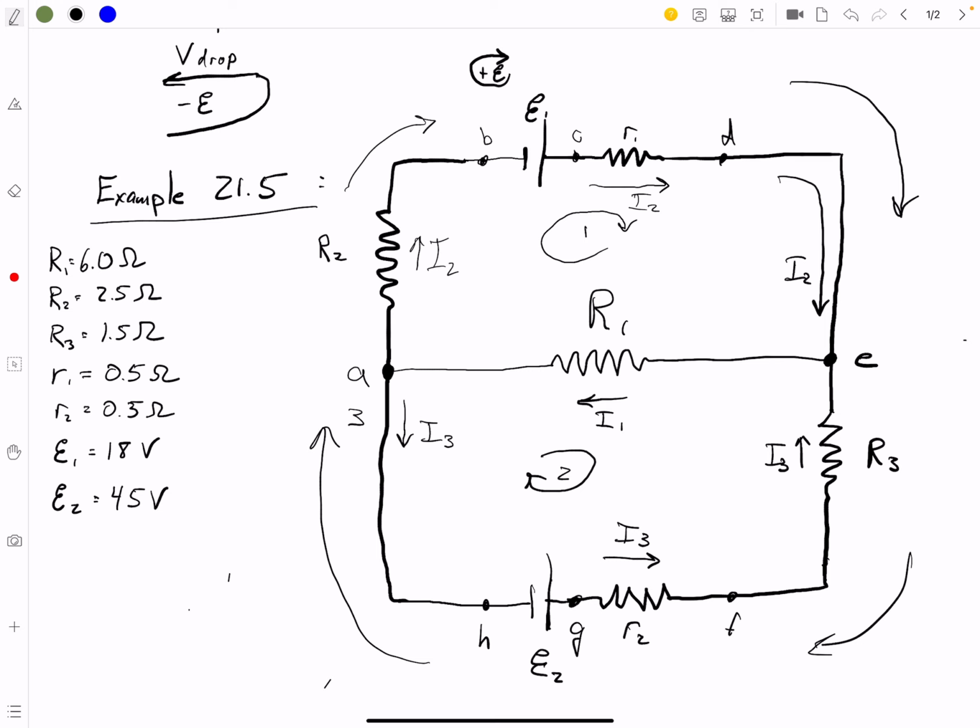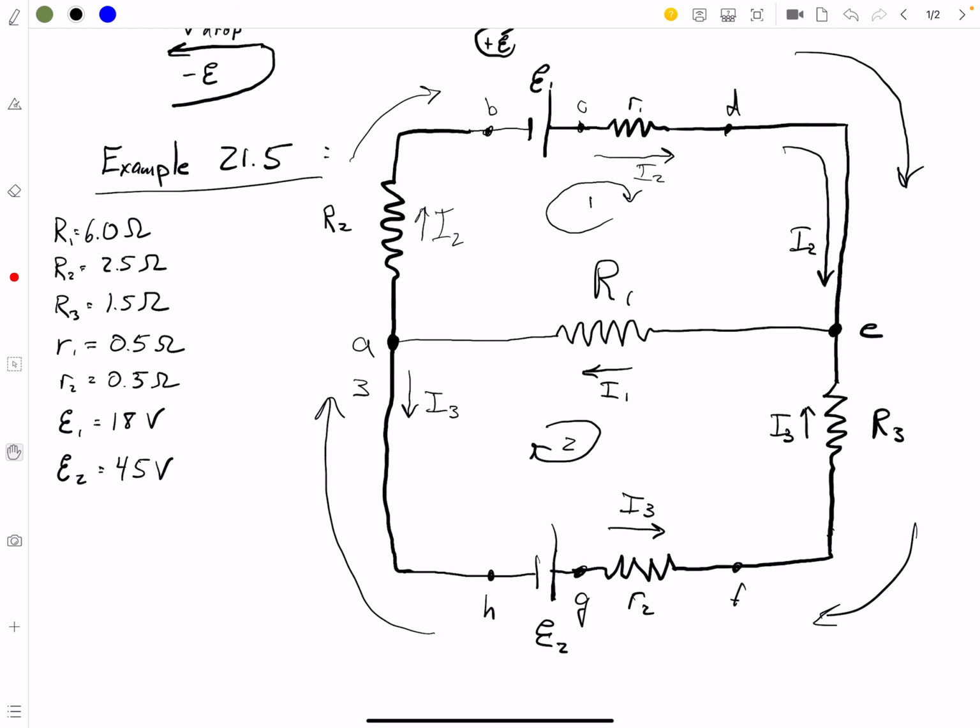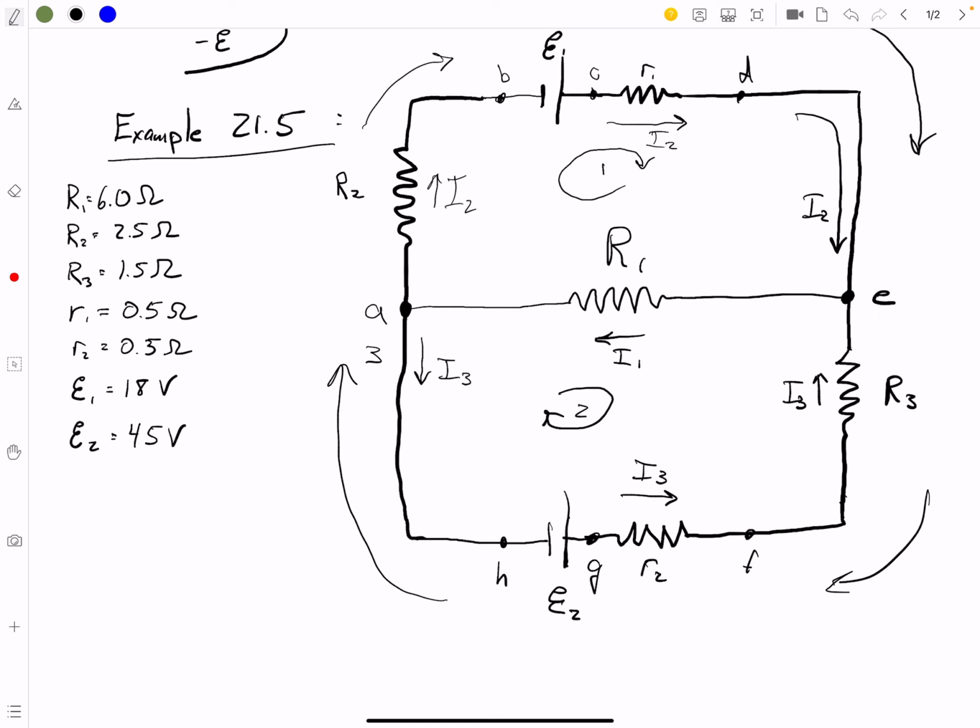Let's first apply the junction rule. We did it before, and we'll do it again. We can do it at points A or E. It doesn't matter. We're going to get the same equation. So I'm going to write I1 equals, and I'm doing it at A. So I1 going in equals the 2 going out, which is I2 plus I3. If you guys don't, you should see, that should be pretty obvious.